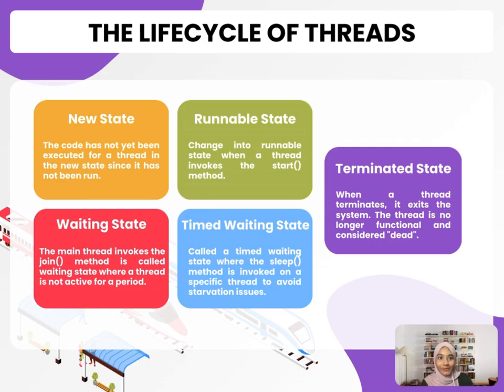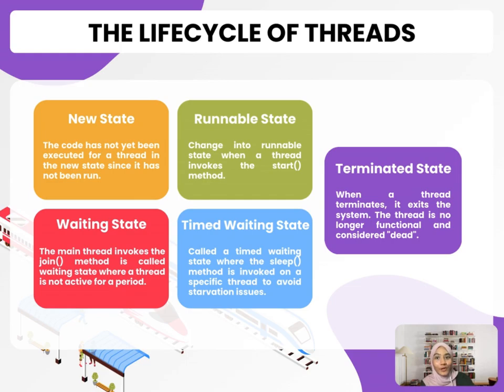When a thread is created, it is called the new state. It is the state where the code has not yet been run or executed for a new thread, since it has not been run. It is often used upon creating a thread and initializing it with a runnable instance.